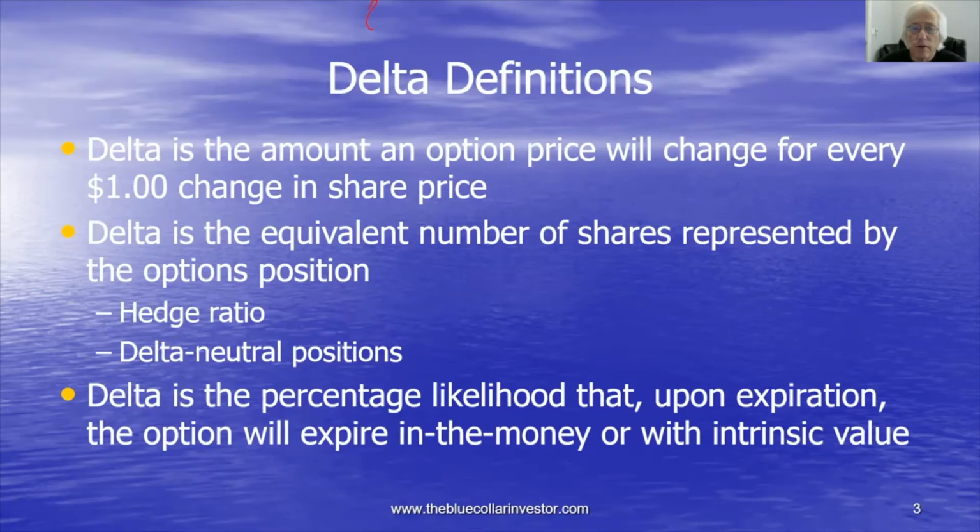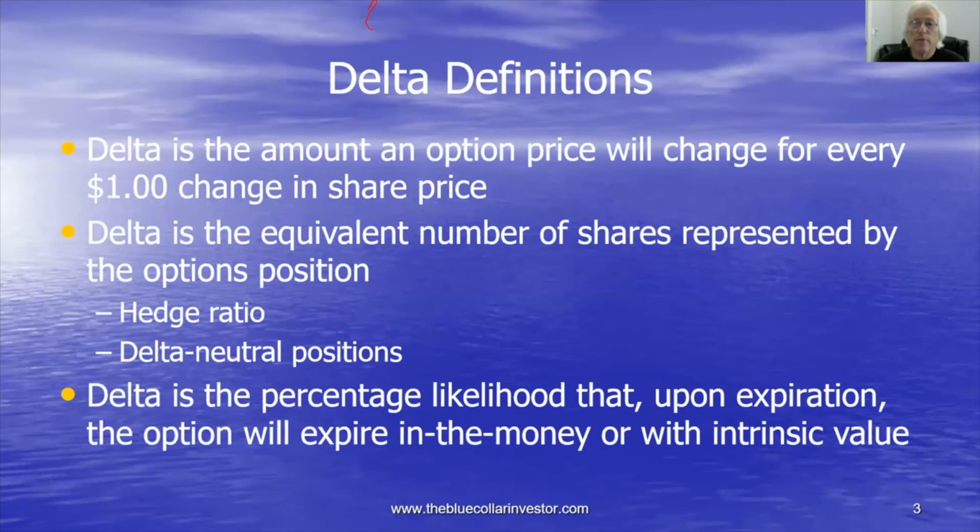The second definition of Delta is that it's the equivalent number of shares represented by that option's position. In other words, it's a hedge ratio. A lot of portfolio managers will strive for Delta neutral portfolios, meaning that if they're long a stock, that will create a certain number of deltas. Every share of stock has a delta of 1. So the more shares of stock that we own, the more susceptible we are to market risk. By then selling options, we are decreasing the number of portfolio deltas and therefore decreasing our portfolio risk.